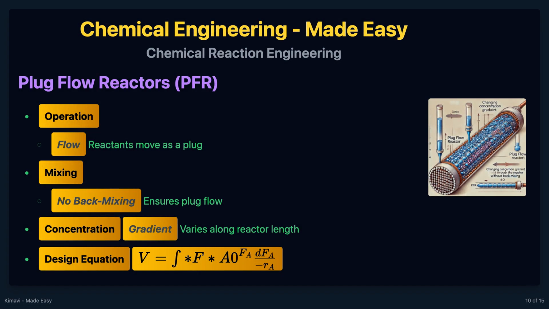In a plug flow reactor, or PFR, reactants flow through the reactor as a plug with no backmixing. The concentration of reactants changes along the length of the reactor. The design equation for a PFR is V equals the integral from FA0 to FA of dFA divided by the negative rate of reaction of A.